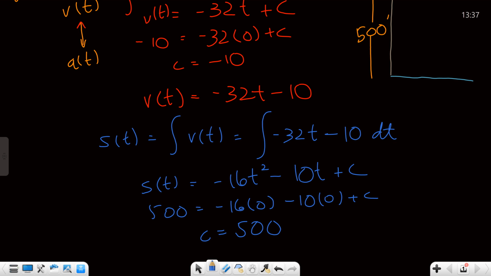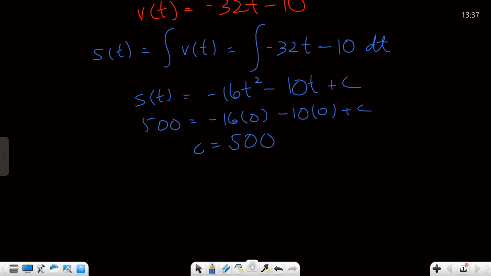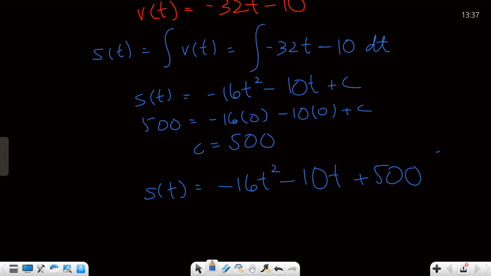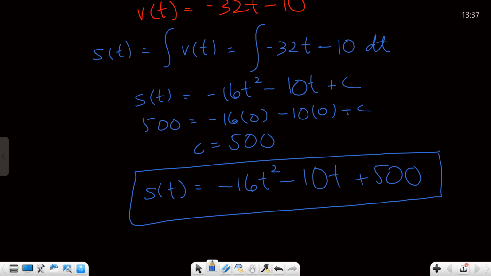So you're saying to yourself, why am I doing all this work when I know the answers already? Because in physics, we just plugged and chugged. You told us in the beginning of the problem that the initial velocity is negative 10. The initial height is 500. Why can't I just plug and chug? You can. But I wanted to show you where the calculus comes into play, and therefore s of t is equal to negative 16t squared minus 10t plus 500. For this particular problem, that's what you would get.